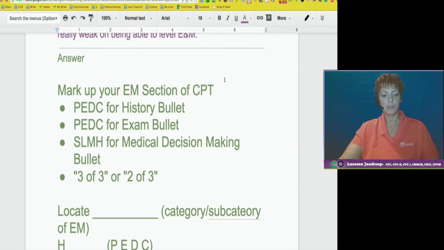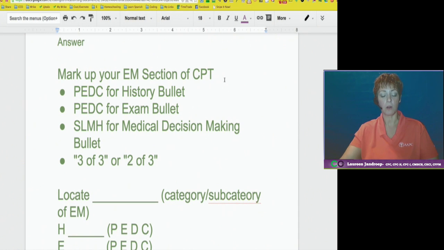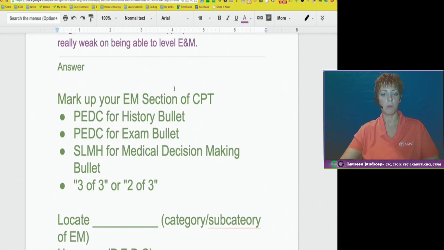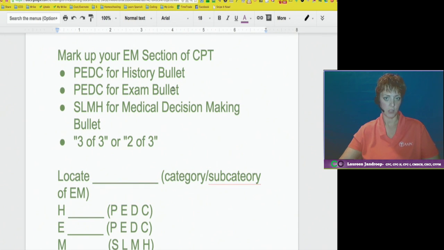If not, we do have a 3-hour class on E&M that's on OnDemand, and it's this system, and I go over it a little bit slower. So one of the first things that I would teach you to do if you're one of my students is to mark up your E&M section of your CPT manual. I'm a very visual learner. I need visual cues to help me. So I did this to help myself.